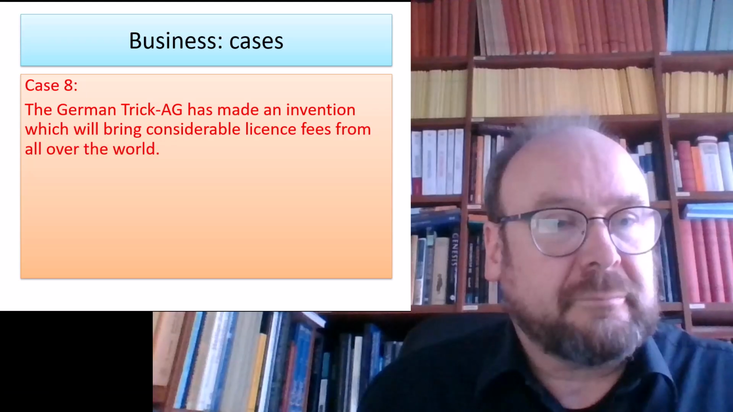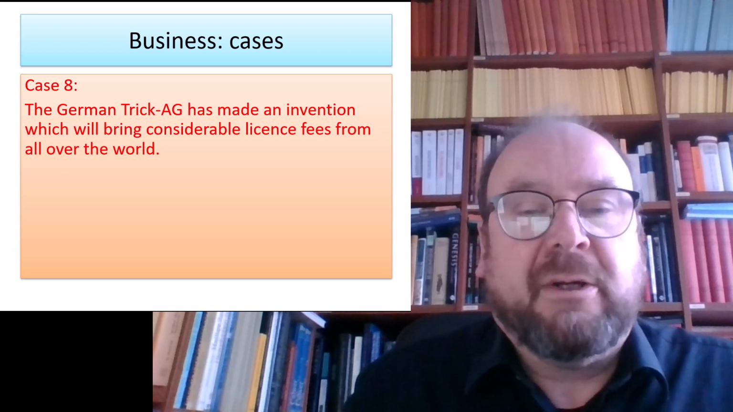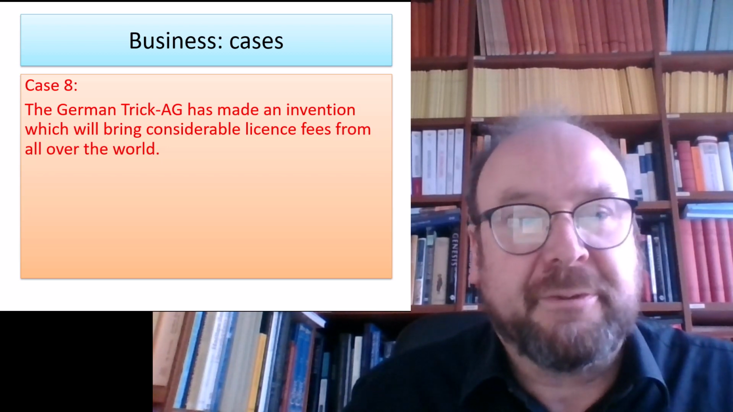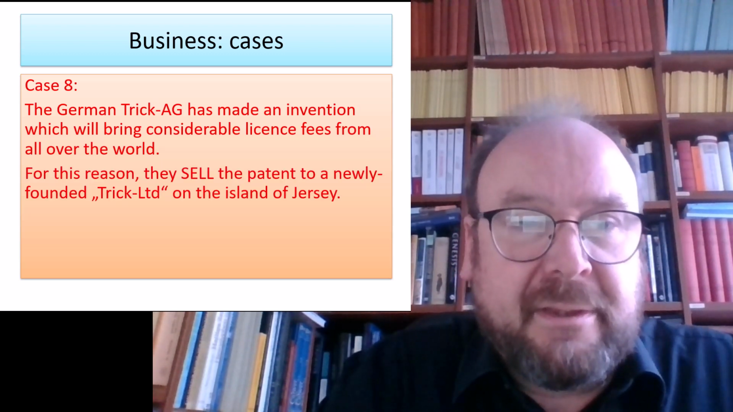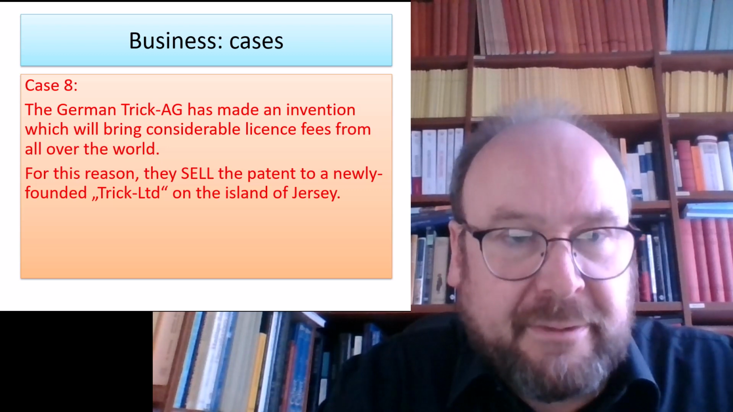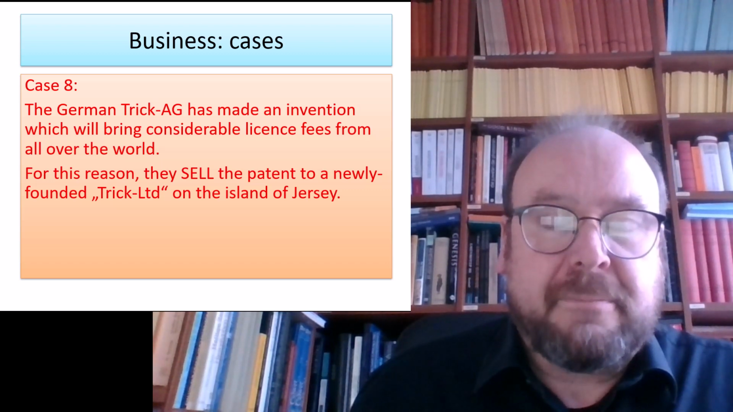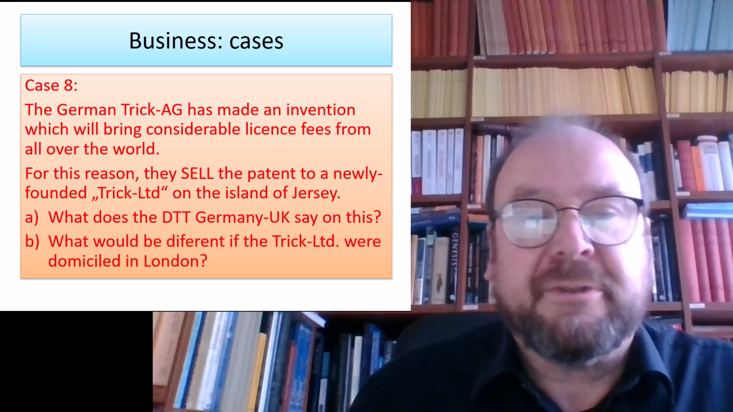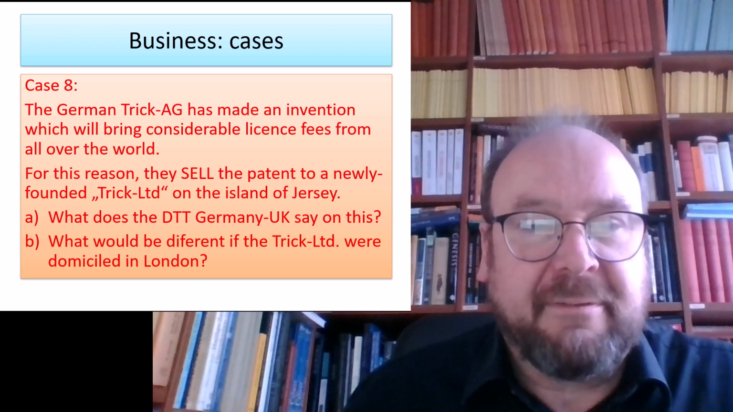Okay, next case. So case number 8. Here we have the German Trick AG, so a stock corporation, which has made an invention of great importance that will bring considerable license fees from all over the world during the next years, or even decades. And for this reason, they have a trick in mind, because they sell the patent right to a newly founded subsidiary of their own, the Trick Limited, on the island of Jersey. And what does the DTT Germany UK say on this, and what would be different if the Trick Limited were domiciled in London? Well, that's the case. Let's have a look and play around with it.